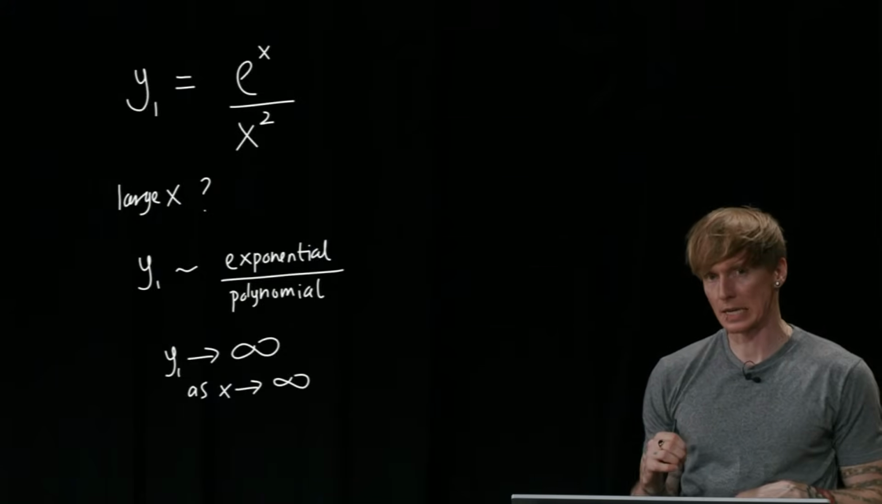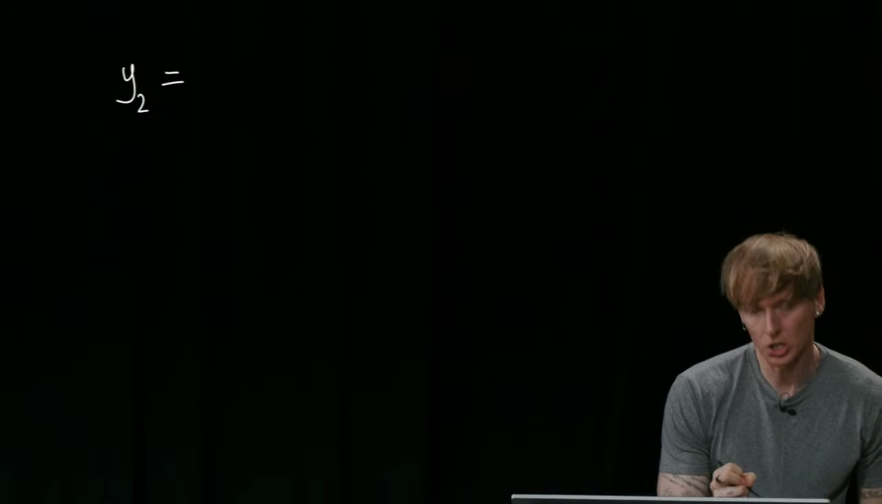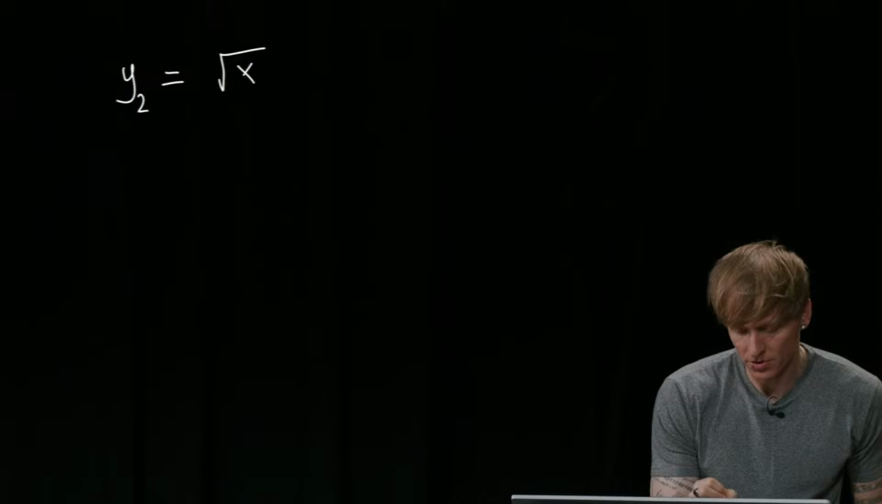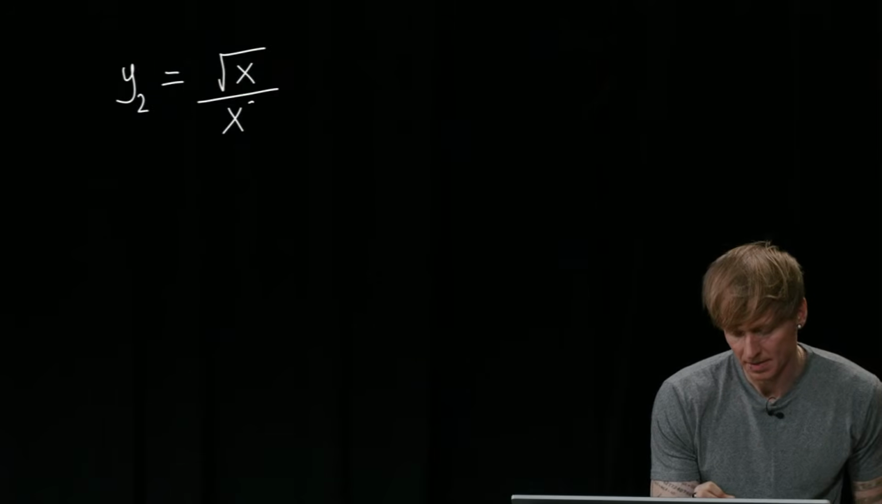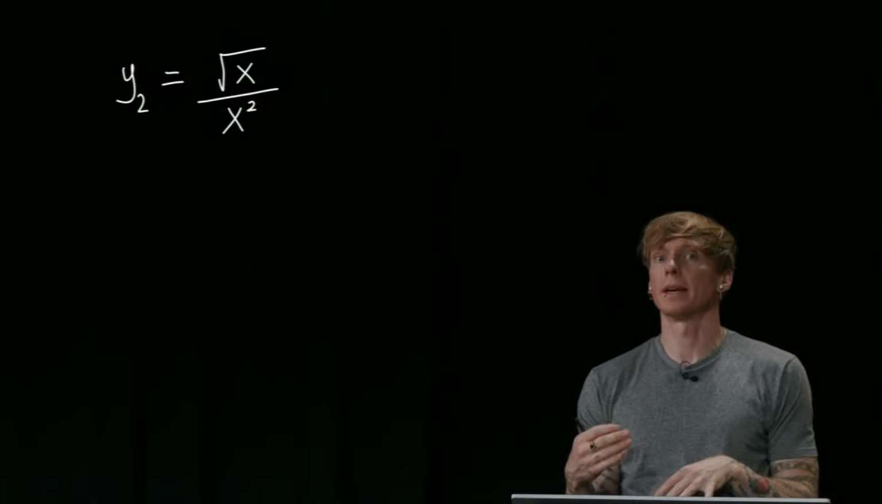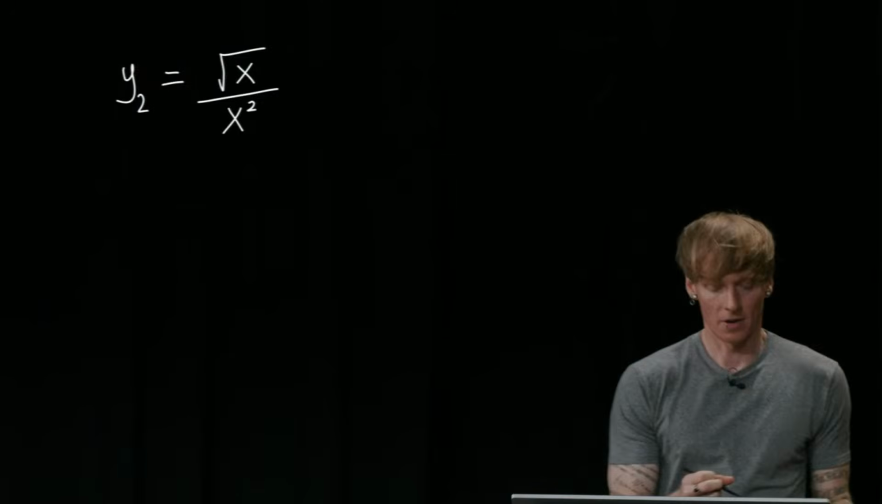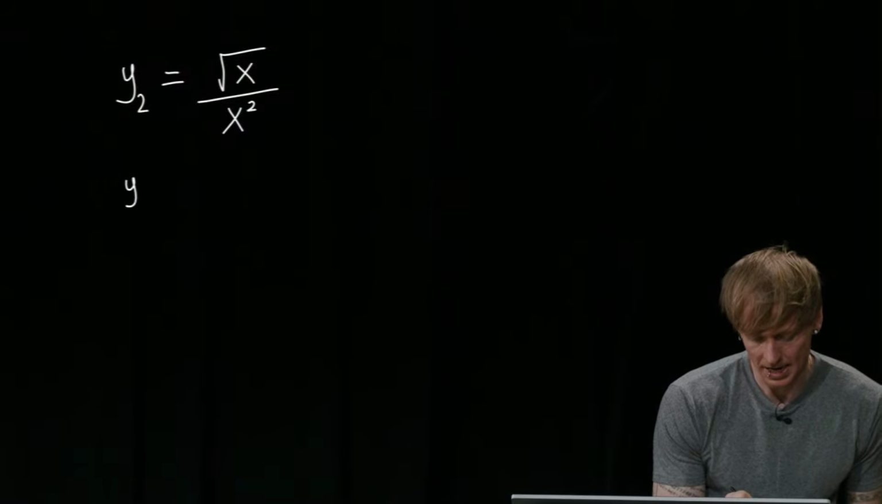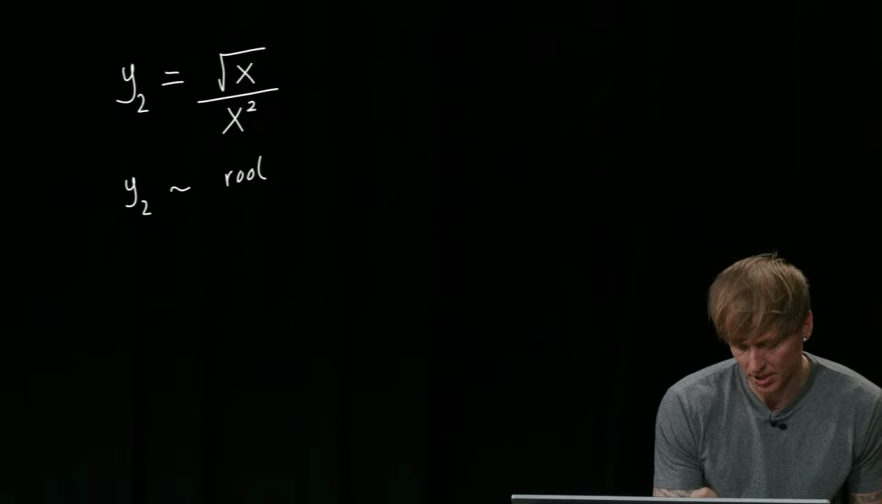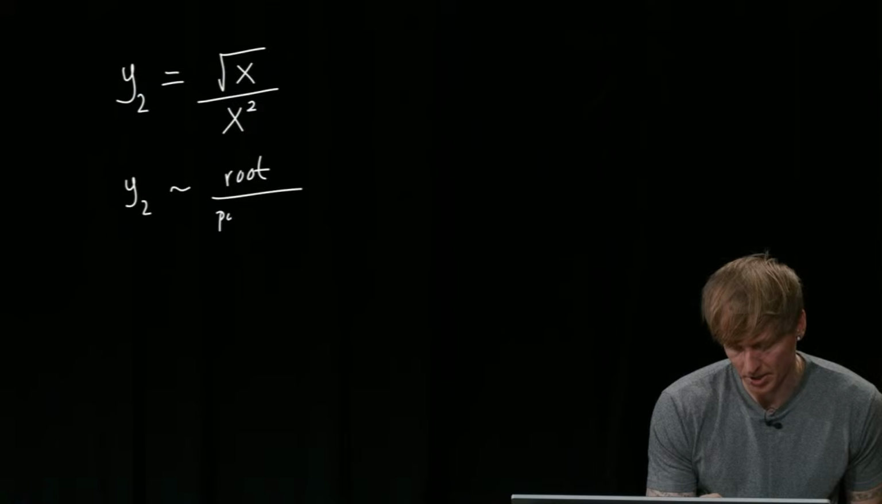So now let's look at a second example. Let's look at a function y2. And this time, let's suppose we have the square root of x divided by x squared. So again, we've got the same denominator. The x squared function is a type of polynomial. So let's say this looks approximately like something that's a root divided by a polynomial.